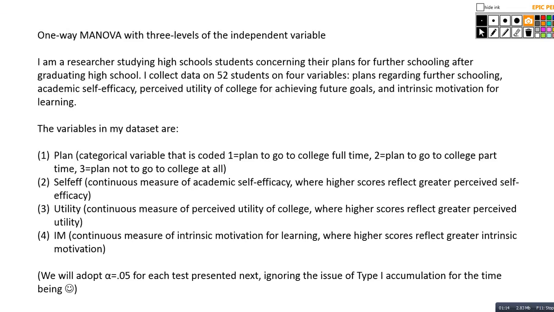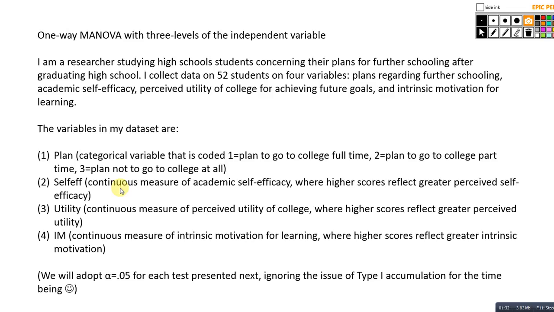So the variables in my data set will include plan, which is a categorical variable, coded 1, plan not to go to college full-time; 2, plan to go to college full-time, part-time; and 3, plan not to go to college at all. The second variable is academic self-efficacy.